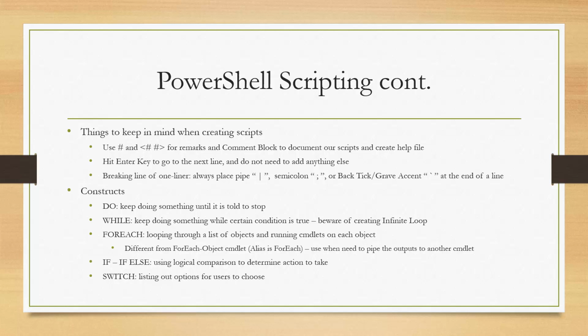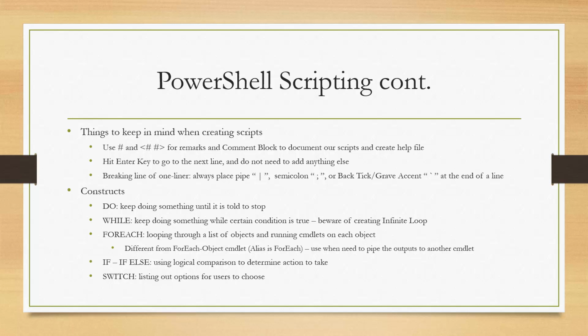With foreach, PowerShell is looping through a list of objects and running cmdlets on each object. There is a cmdlet named ForEach-Object, and its alias is also called foreach. We use the cmdlet when we need to pipe the output to another cmdlet.